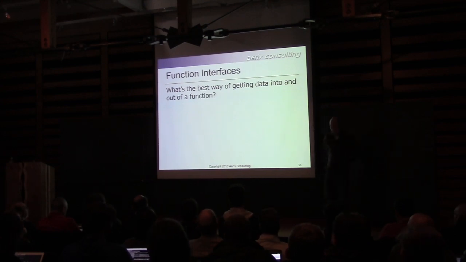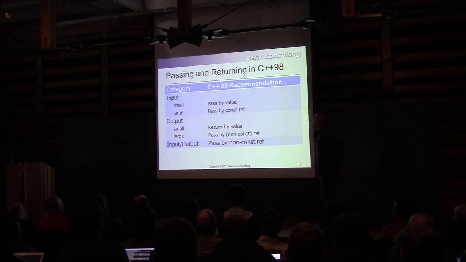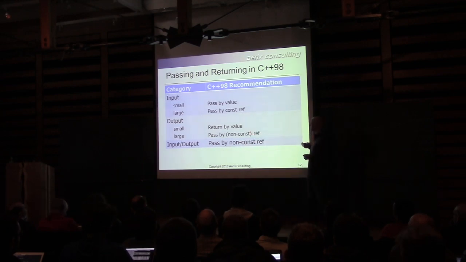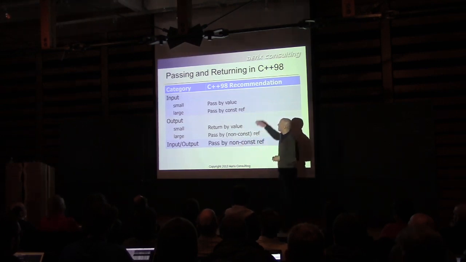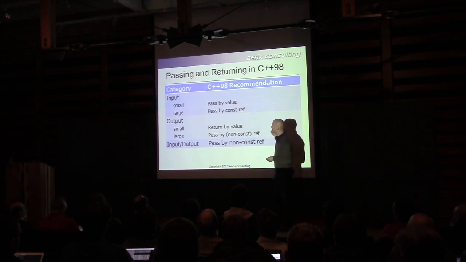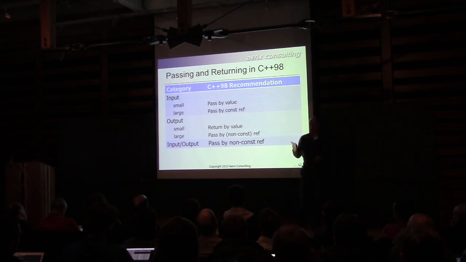Before we talk about C++11, let's go back in time and talk about C++98 and what was the way to do that back then. So this is a chart that I came up with to describe how you might want to do parameter passing and function return in C++98. You've got input parameters and output parameters, and you've got in-out parameters. If the input parameter is small, you'd probably pass it by value, and if it's large, you'd pass it by const ref. And if it's an output parameter, you'd return it by value. And if it's large, you'd probably pass it as an out parameter to the function by non-const ref. And in-out parameters, you'd also probably pass by non-const ref.